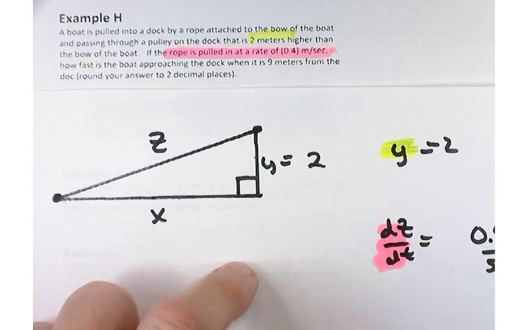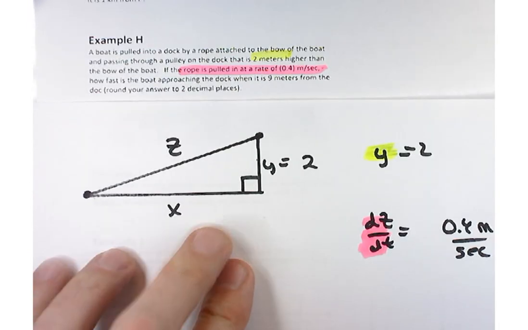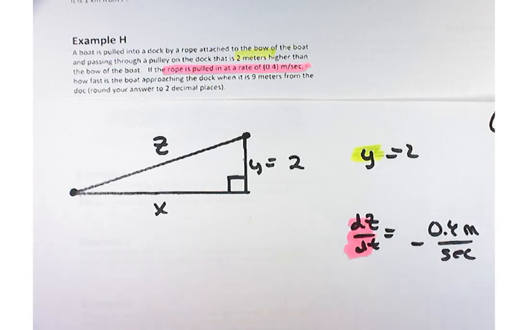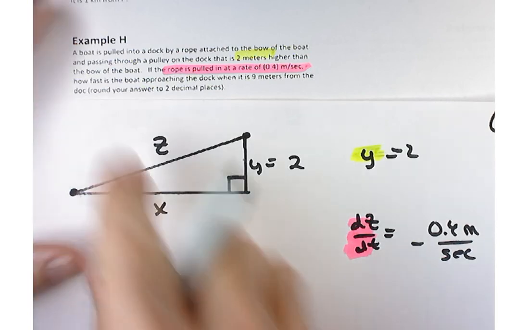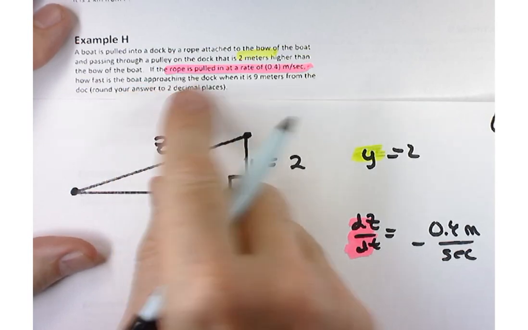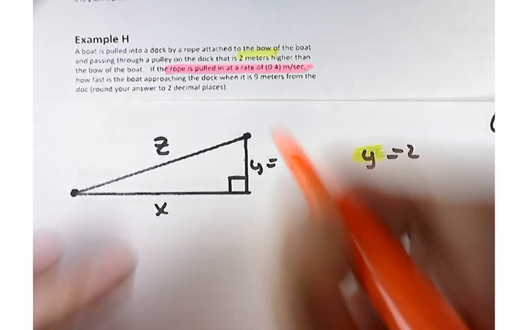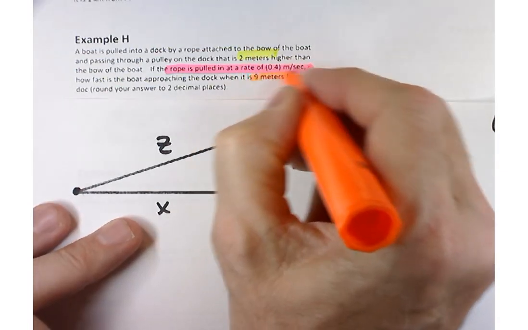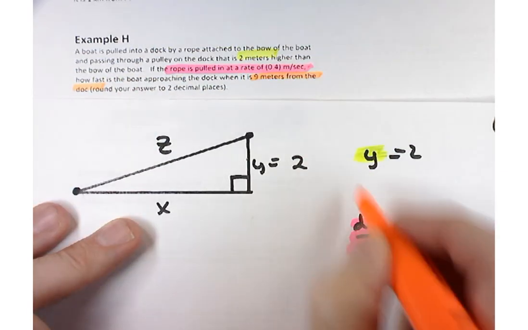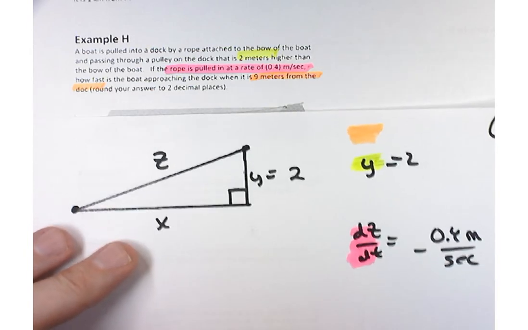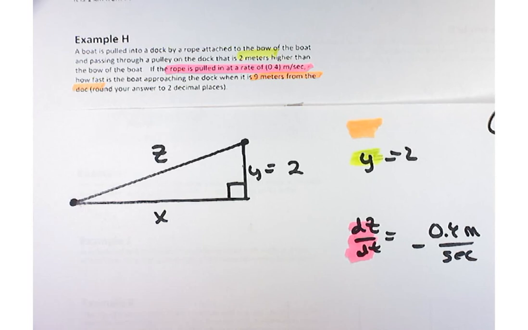But there's a mistake here. What's my mistake? It's negative. Because the rope is being pulled in, that rope is getting shorter in length. So don't overlook the negative part there. How fast is the boat approaching the dock when it is 9 meters from the dock? So 9 meters from the dock, what's that telling me? How can I represent that? x is 9.